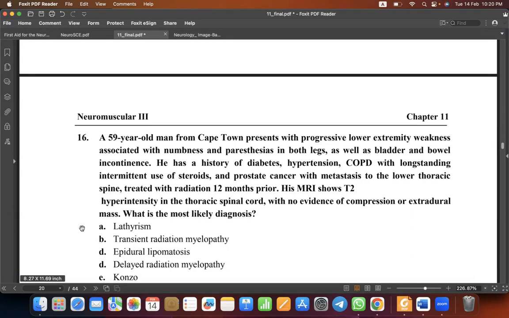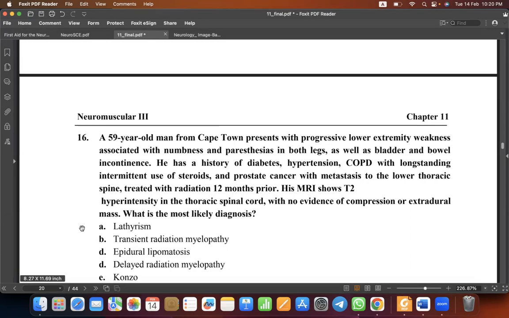That could be a possibility, but it is not that acute onset. It's an abrupt onset, that is very important in konzo. The patient will also have visual acuity loss. So konzo is also a lesser possibility. The third important thing is that it could be epidural lipomatosis.